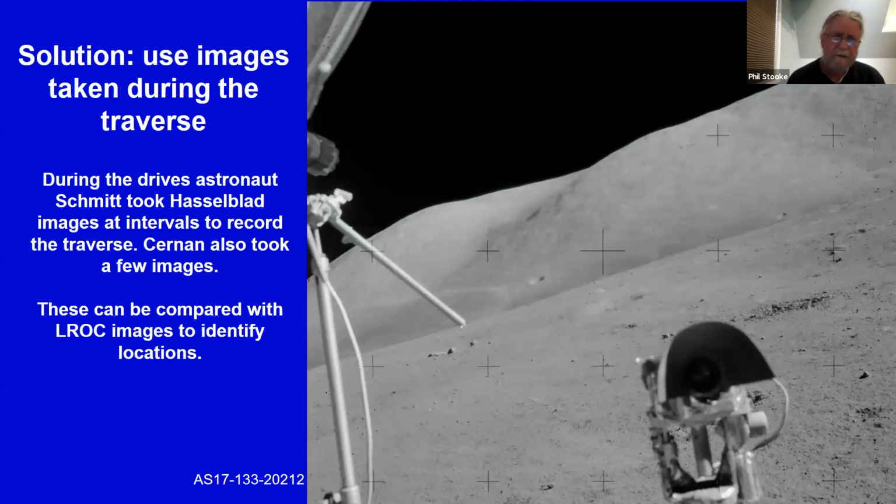And so we have to do this. We can use pictures that were taken during the drives. Jack took lots of pictures during the drives. Gene Cernan took a few pictures as well. When we look at a picture like this one, you can see features in the foreground here. And if you could find those in a NAC image, then you'd know where the rover was at that point. Let's look at an example. We'll go to the next image. Next slide, please.